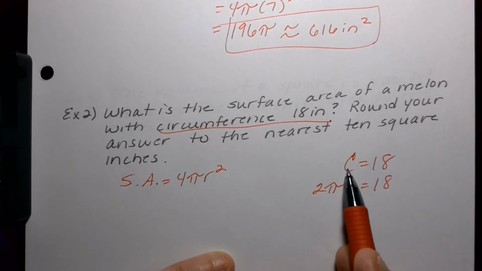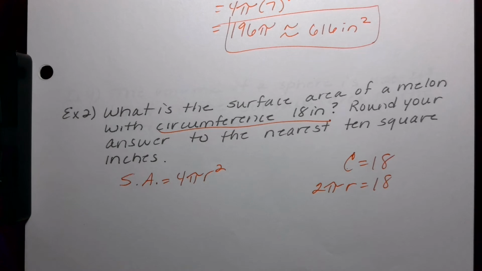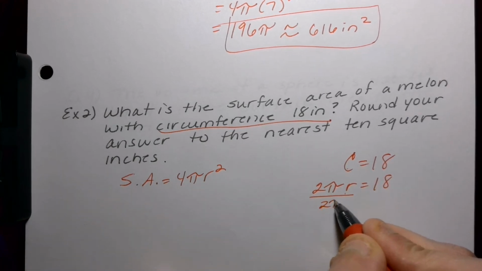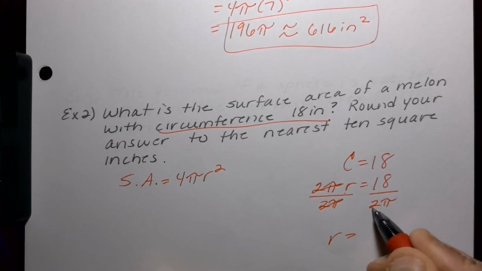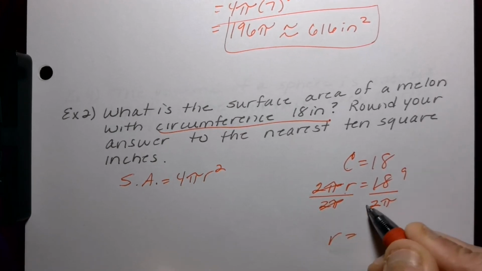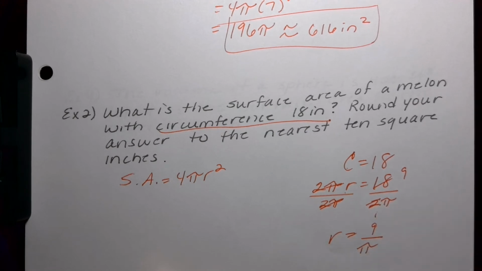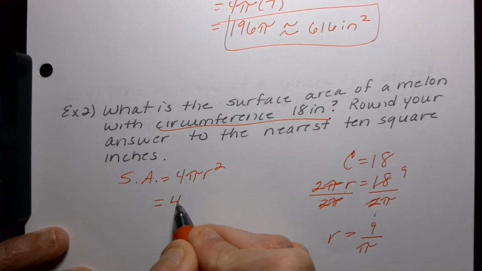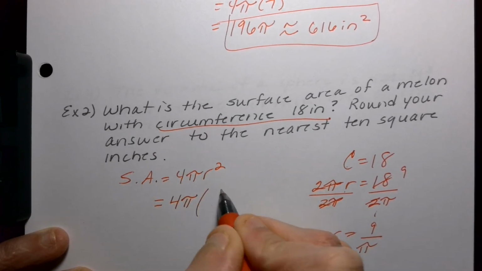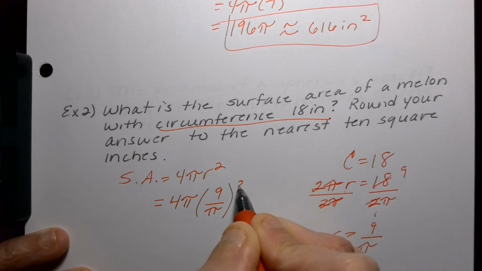So instead of writing circumference, I'm just putting the formula in place of it. Now I can solve for radius. Divided by 2 pi, divided by 2 pi. Radius is equal to 9 over pi. Now I don't want to multiply that out, because if I'm going to be rounding at the end, I don't want an approximation starting here. I want to grab my calculator on the last step. So I go over here, pi, 9 over pi squared.